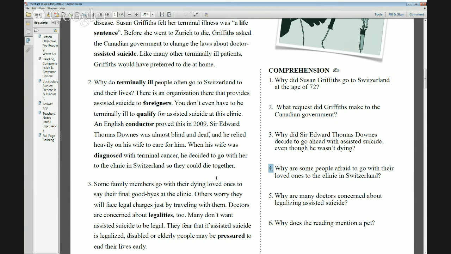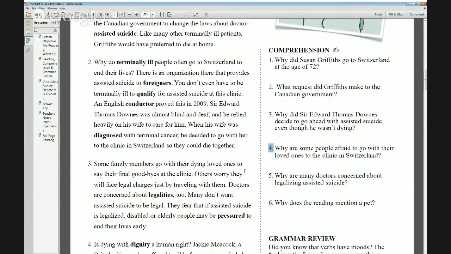Fourth question. Why are some people afraid to go with their loved ones to the clinic in Switzerland? Some people are afraid to go with their loved ones to the clinic in Switzerland because they don't want to be charged with helping their loved ones die.